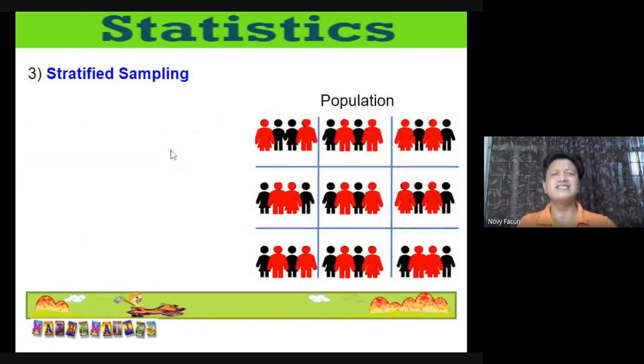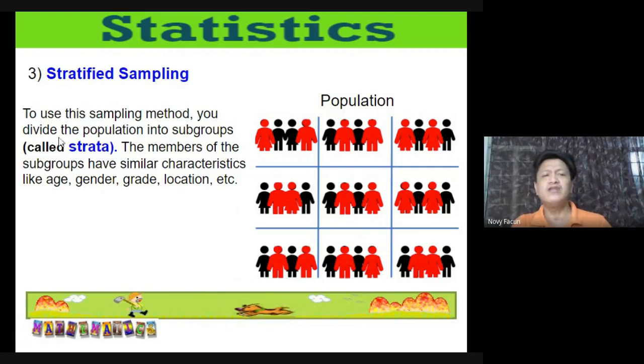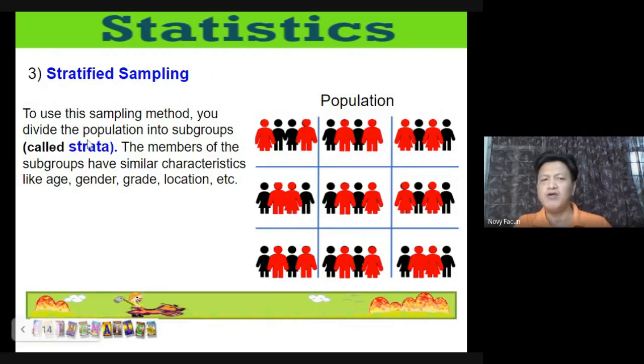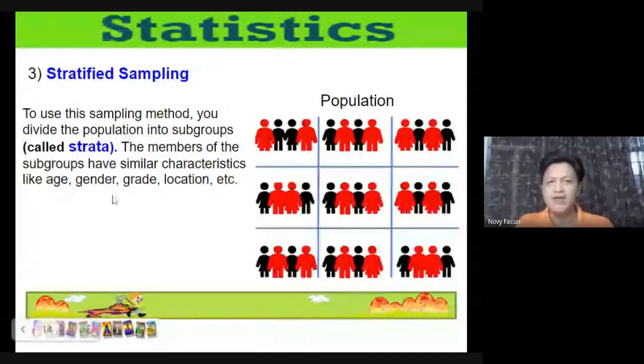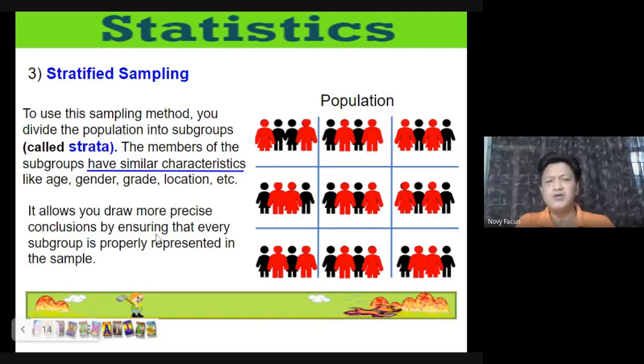Okay, another way is stratified sampling. When we say stratified sampling, this is used as to divide the population into subgroups. Ang tawag doon sa grupo na yun, data. Okay, the members of the subgroups have similar characteristics. Ano yung mga kinoconsider natin yung traits or katangian nila? We have the age, gender, grade, location, etc. Okay. And with that, yung similar characteristics na yan, yun yung pagbabasihan natin. And it allows you to draw more precise conclusion by ensuring that every subgroup is properly represented in the sample.